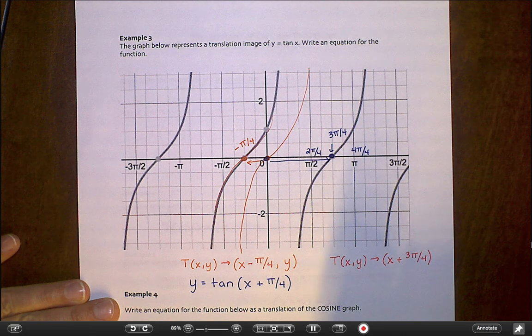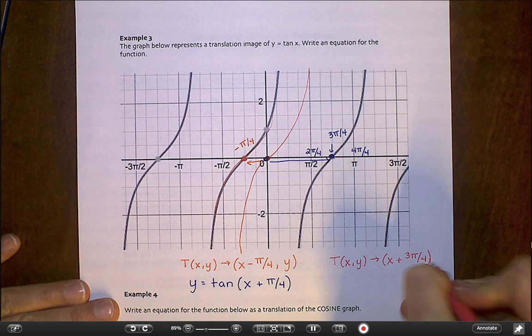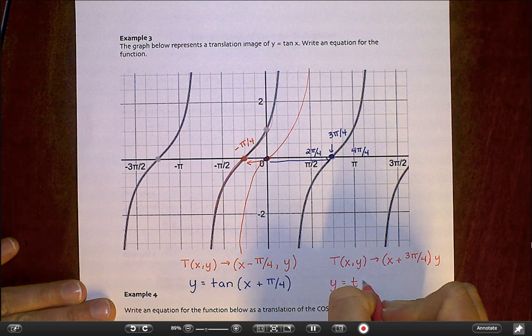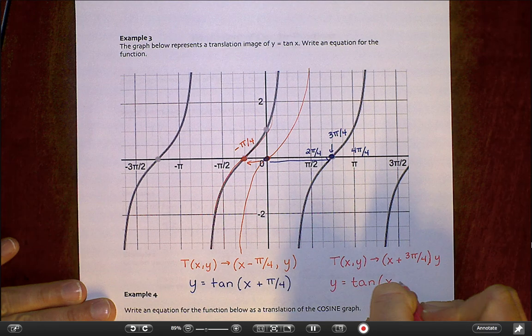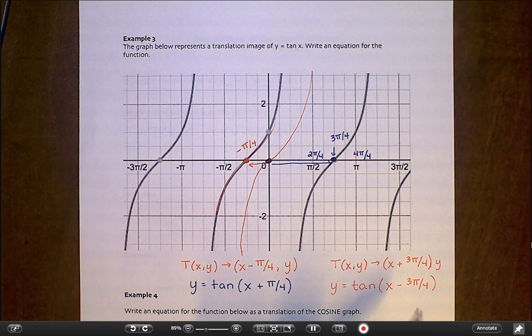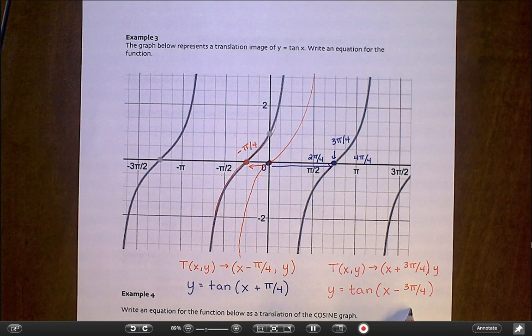Oh, yeah, that would be my rule. Sorry, I left out the comma y. And then they would have written their equation as y equals tangent of x minus 3 pi over 4. And you know what I would say to this person? I would say they're right too.